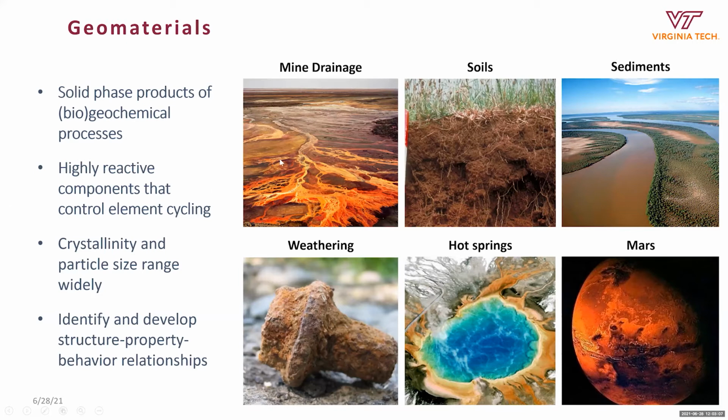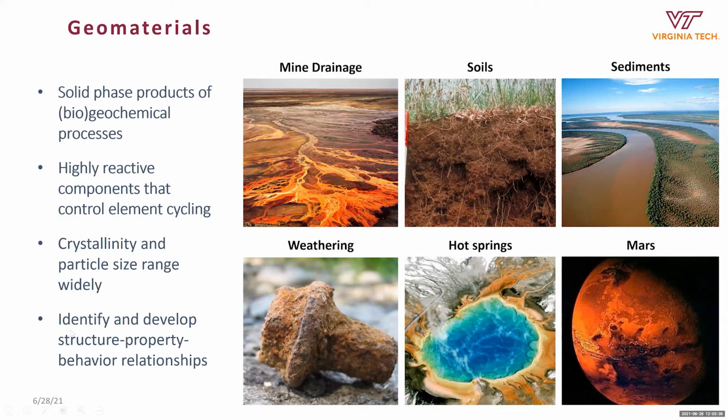The reason we and many others are interested in the solids that are forming in these environments is because they oftentimes are nano-sized and they tend to be highly reactive. And so these are components that are really important in controlling element cycling. So these could be how contaminants or nutrients are moving in environmental systems. What is challenging about studying these materials is that the crystallinity and the sizes of the particles that form can range very widely.